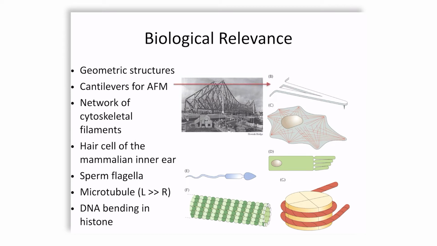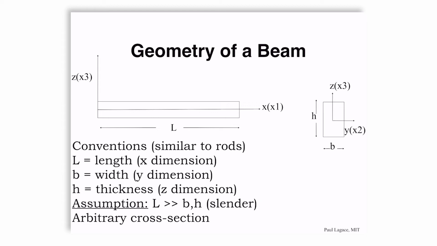The biological relevance is to cantilevers, as I mentioned in between, networks of cytoskeletal elements, as we will be discussing a little later, the hair cell of mammalian hearing, fertilization or reproduction, and how you and I are made, the sperms, eggs, birds, bees, intracellular mechanics through cytoskeletal dynamics, and DNA bending involved in epigenetics and chromosome packing, and therefore of some broad interest to biology. So let's go to it.